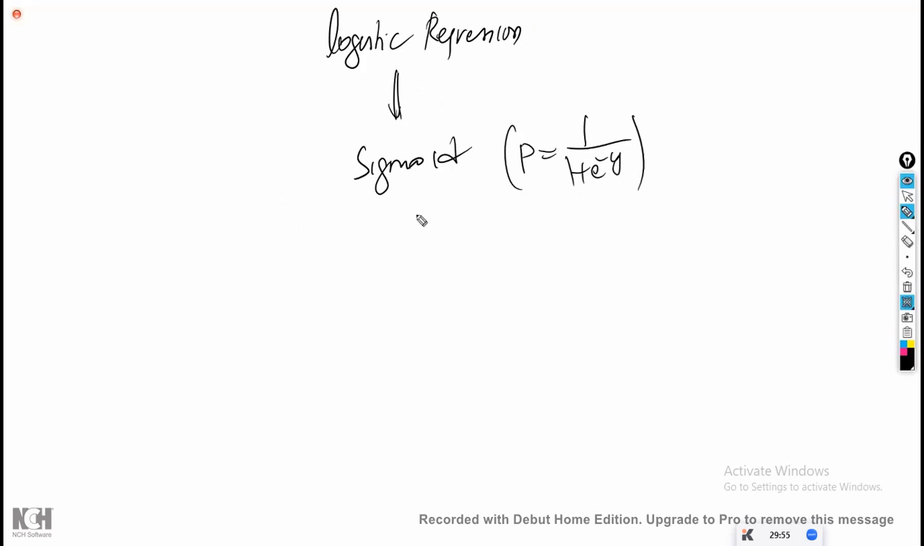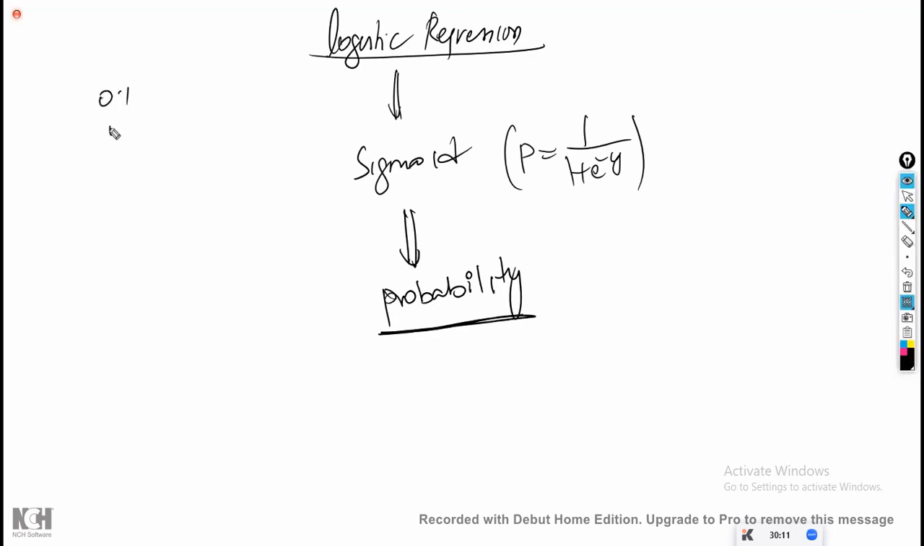Now, what is the output of the sigmoid function? Probability is the output. Finally, in logistic regression, what you are going to get is probability as the output. Probability means it can be 0.1, 0.2, 0.3, 0.4, 0.92, 0.91, but values will be between 0 and 1 only. Between 0 and 1 also, there are infinite number of values. Now, the output is probability.